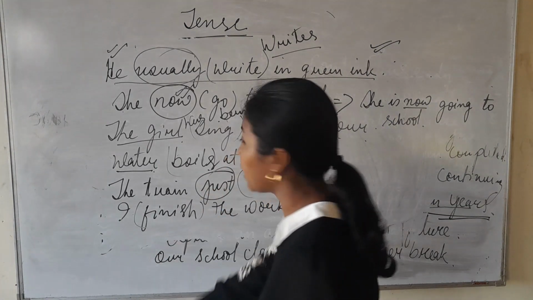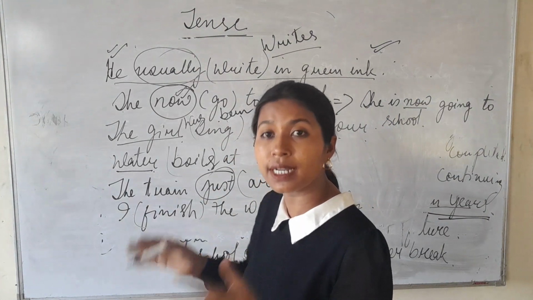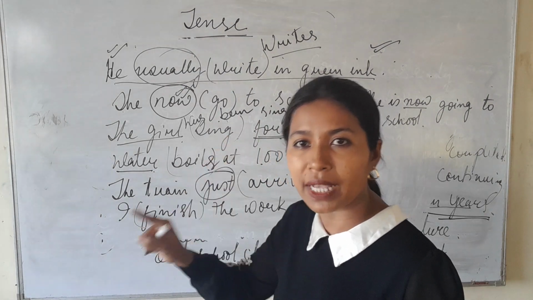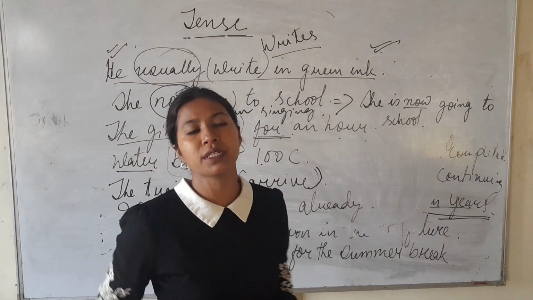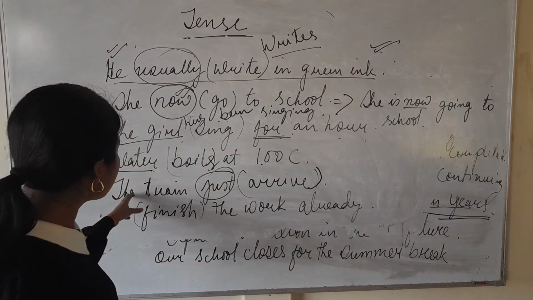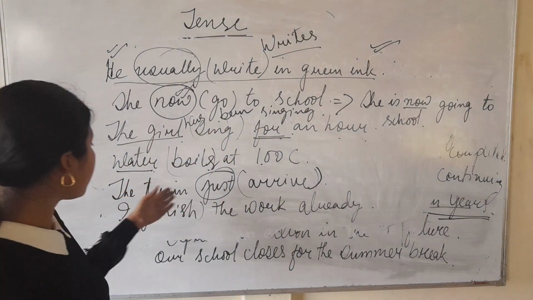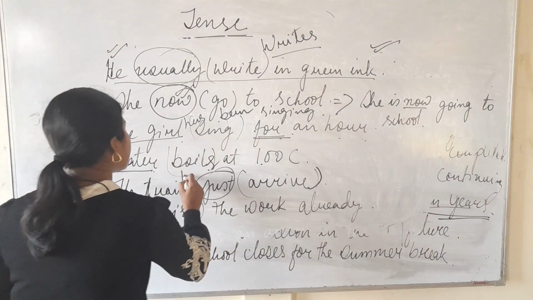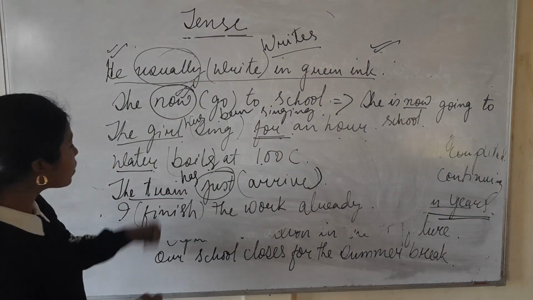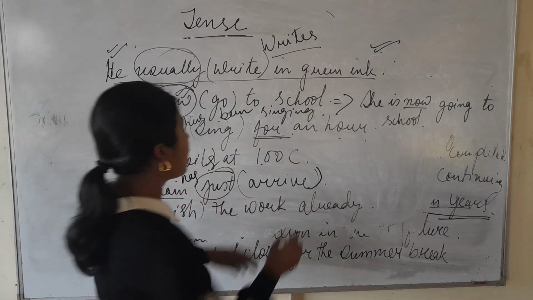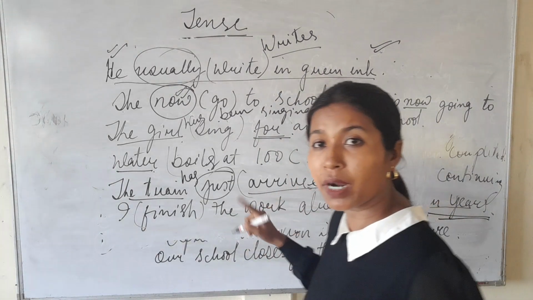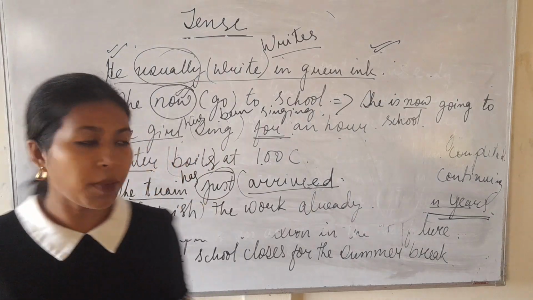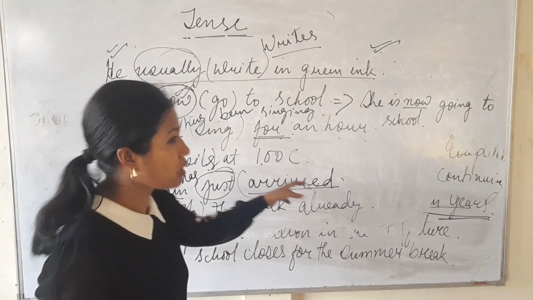Then we have: the train just arrived. The word just is there. As I have told you, if the word just is there, the sentence has to be changed into present perfect tense. Just always pushes to present perfect tense. Present perfect means has or have. The train is singular, so has will come. The train has just arrived. As it is perfect, the verb becomes the third form, arrived.